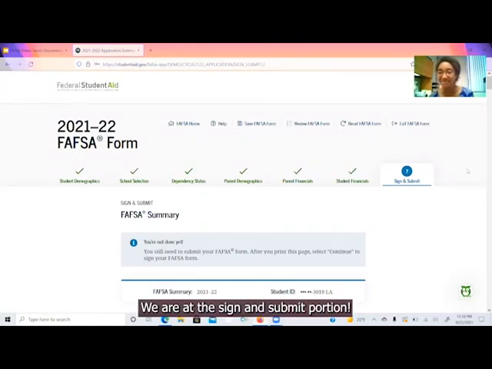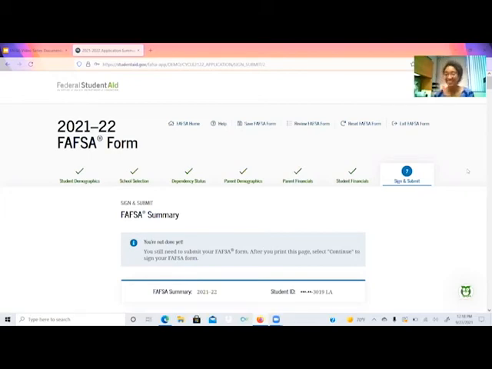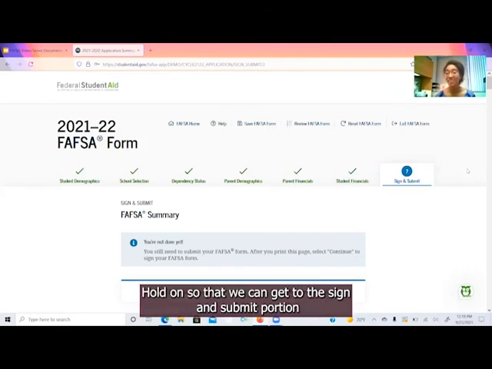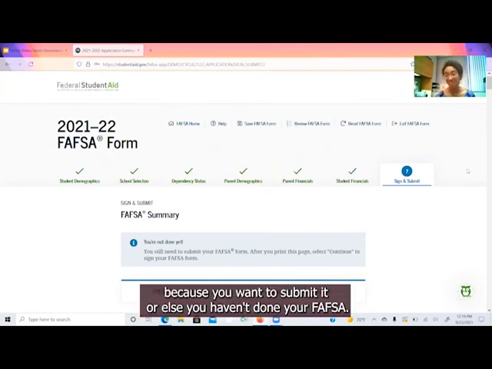We're at the sign and submit portion. You guys, this is going so well. Okay, so take a deep breath. FAFSA's almost done. You're ready to get it submitted. Hold on so that we can get to the sign and submit portion, because you want to submit it or else you haven't done your FAFSA.